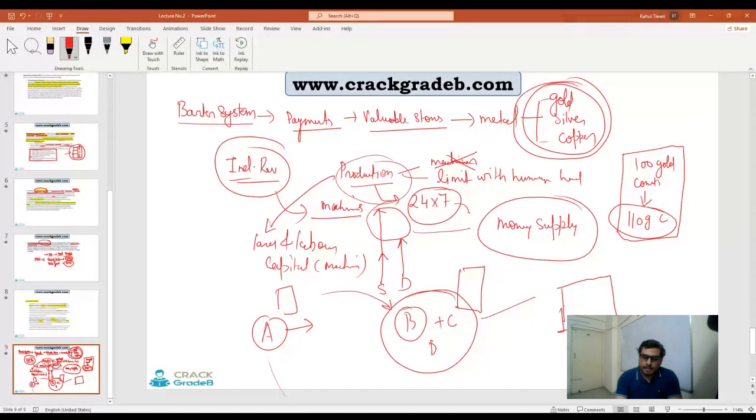So they formed a bank. You know why it is called a bank? Why are they known as a bank? Why is the term bank used? It's coming from a different thing. It's coming from geography, right?